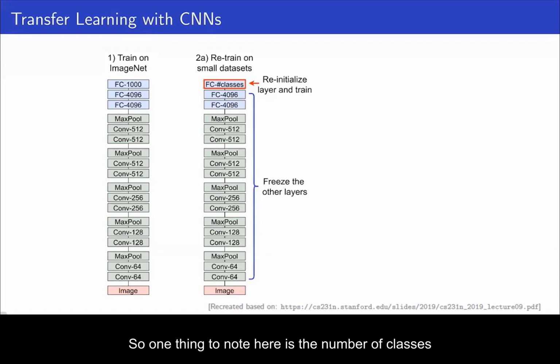So one thing to note here is the number of classes that you have in your dataset. As you can see in the first figure here, we first trained this on ImageNet. So we have 1,000 classes here in the last fully connected layer. And now you'll probably have a different number of classes in your smaller data set. Let's say that we have C number of classes. So you will then have C number of units in your last fully connected layer of your networks.